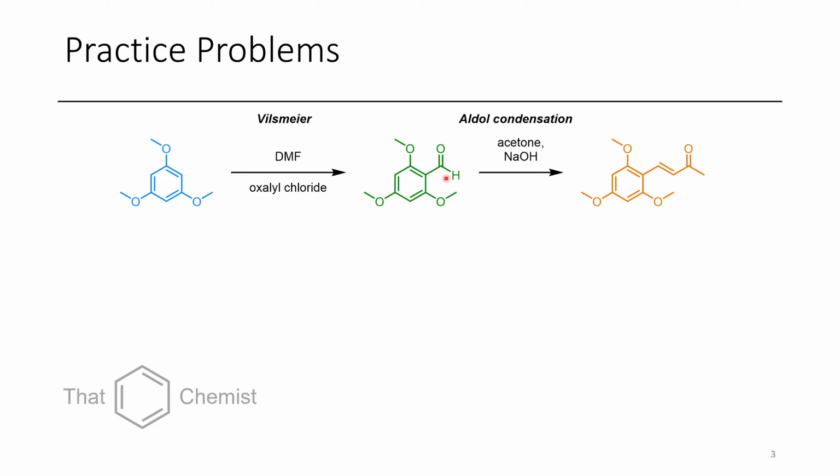Once this carbonyl has been installed, we can then do an aldol condensation with acetone. Both DMF and acetone are common reagents, which is kind of what I was getting at, but I didn't want to spell it out too much, so that we can make this alpha-beta unsaturated ketone product.